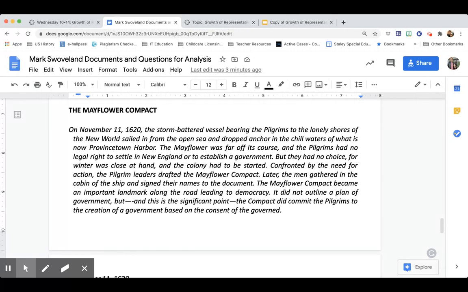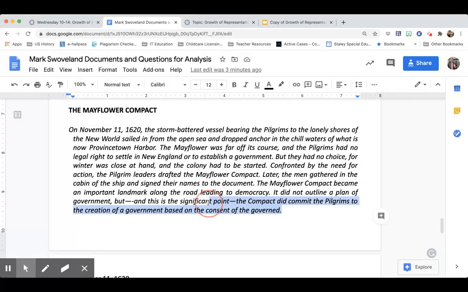The Mayflower Compact became an important landmark along the road leading to democracy. It did not outline a plan of government, but, and this is a significant point, the compact did commit the pilgrims to the creation of a government based on the consent of the governed.